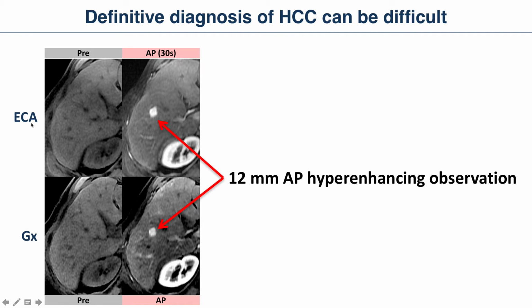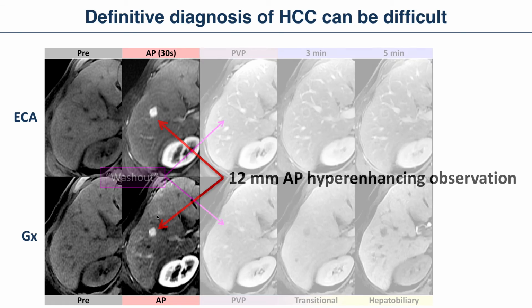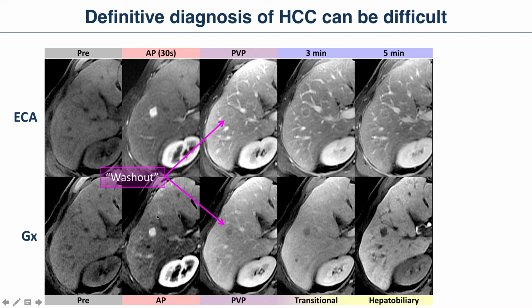So here is an extracellular agent, and here is Gadoxetate. Do these lesions look very similar in the arterial phase? Yes, they do. They look very similar. So can we tell whether they're a cancer? Well, let's look at more delayed images. On the more delayed images, notice that this washes out and has a capsule.